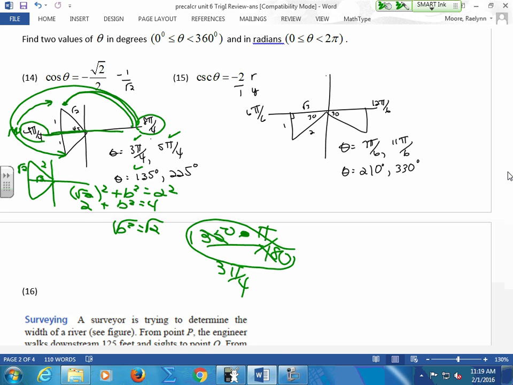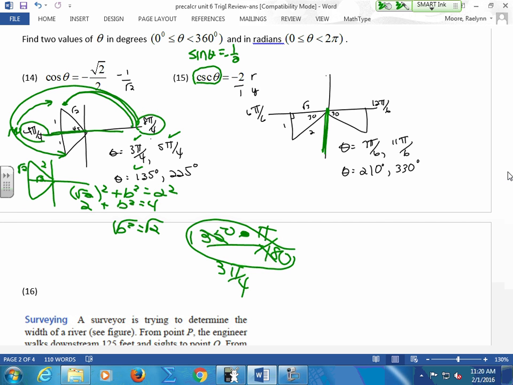Okay, cosine. Oh, sorry, cosecant. If you don't want to work in cosecant, what's the reciprocal of cosecant? Sine. Use that reciprocal. Same difference. It's still going to be y over r or r over y, whichever one you set up. Now my sine uses my y. So y is negative right down here, isn't it? So what quadrants am I in? 3 and 4. Doesn't that make sense?